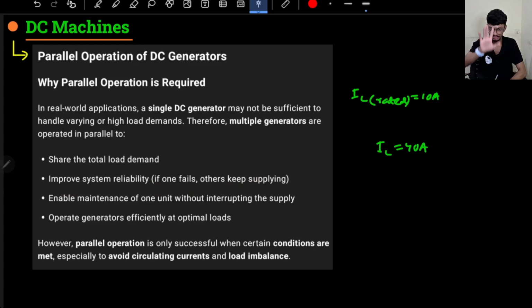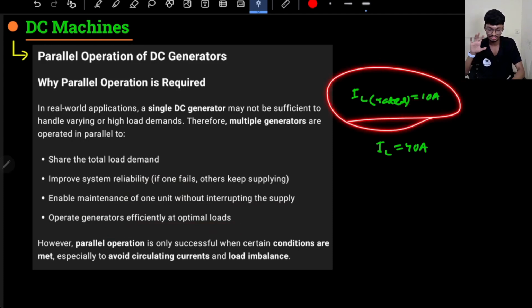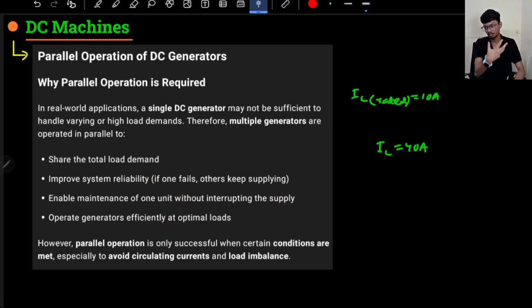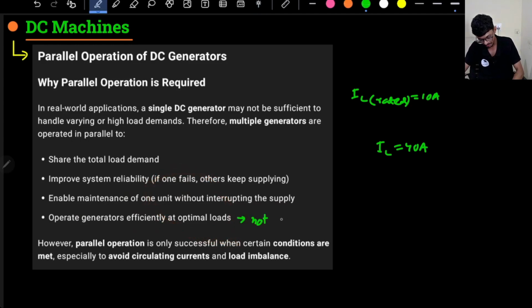If I have only one generator in the grid and that generator fails, I don't have any backup. It also enables maintenance of one unit without interrupting the supply, and lets generators operate efficiently at optimum load. If I use just one generator rated at 10 amperes, and the load also wants 10 amperes, then the generator is operating at rated condition. If I have 2 generators, both share the load, so both of them will supply 5 amperes of current. So there will not be excessive loading of the generators.